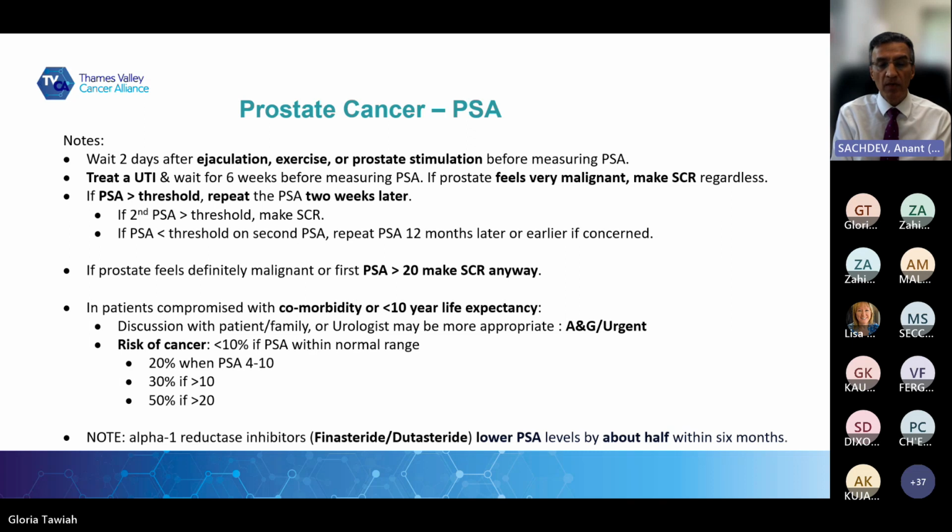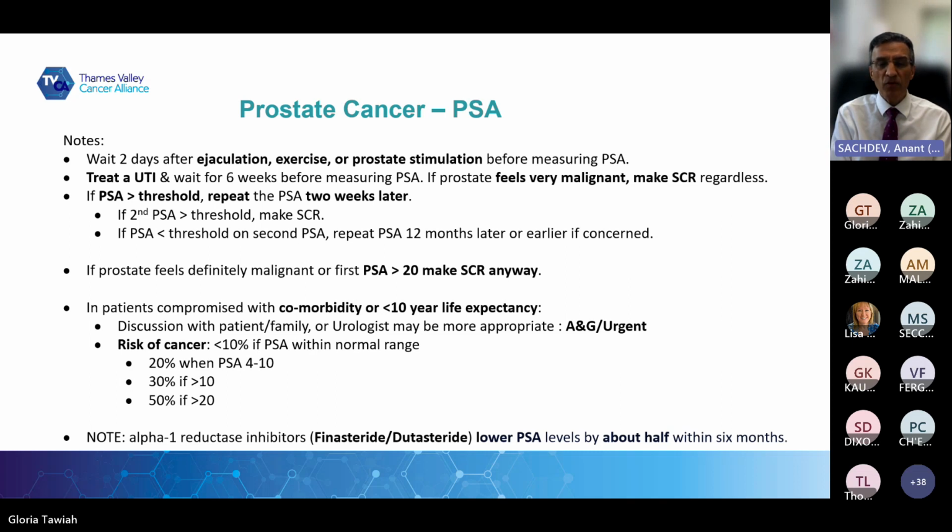And remember also, there is someone who is on finasteride or dutasteride. The PSA level will be about half over a 6-month period. So remember that when you're testing, make sure that it's understood what the PSA level refers to.